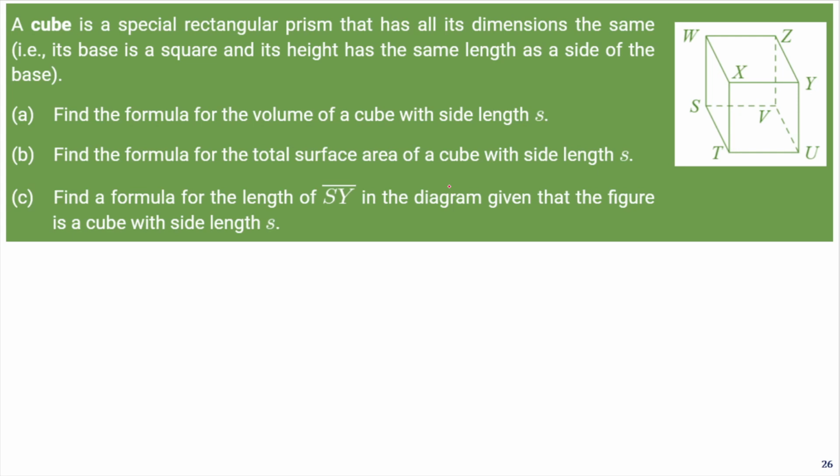Can you find the formula for the volume of a cube with side length s? Then find the formula for the total surface area of a cube with side length s. And then find the formula for the length of segment SY in the diagram, given that the figure is a cube with side length s. So I'll give you 1 minute to consider this question here, and then we'll have a look at solutions together.